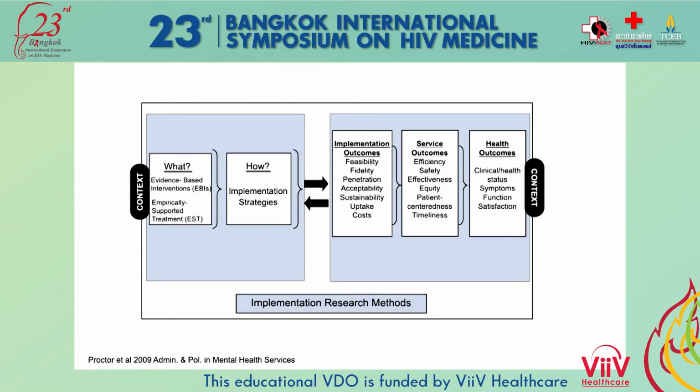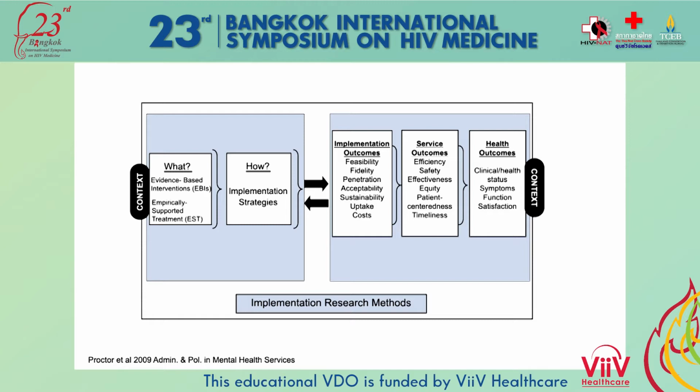This is a commonly used framework to consider both implementation research as well as programming and the planning for programming. On the one side, where it says what, you see evidence-based interventions or empirically supported treatments. These could very well be PrEP or treatment. They could also be condom negotiation skills or community-based programming. On the other side, you can see health outcomes, and these could be individual or population level health outcomes. They could focus on symptoms among clients, or satisfaction with programs.